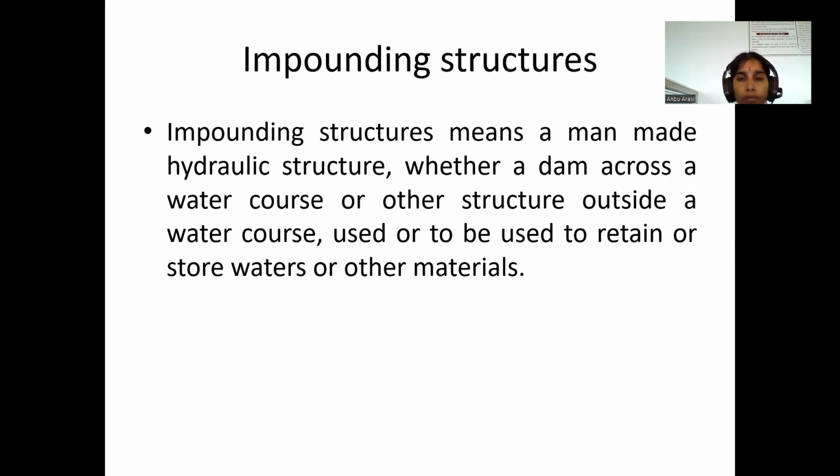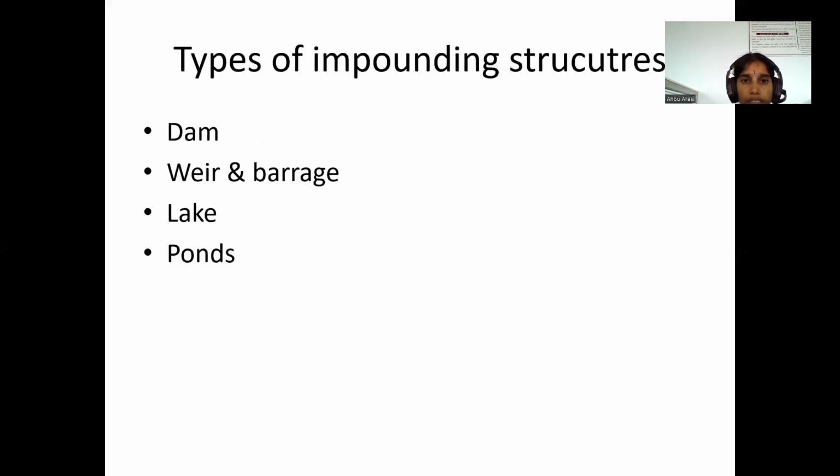Impounding structures. An impounding structure means a man-made hydraulic structure, whether a dam across a watercourse or other structure outside a watercourse, used or to be used to retain or store water or other materials. Types of impounding structures: dam, weir, lake, ponds. These are all impounding structures.